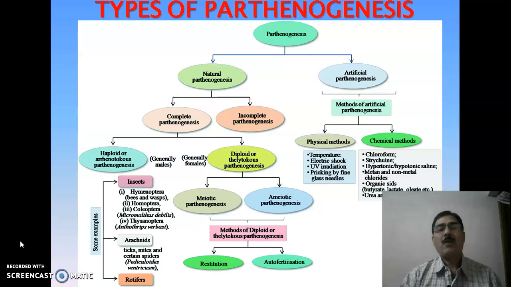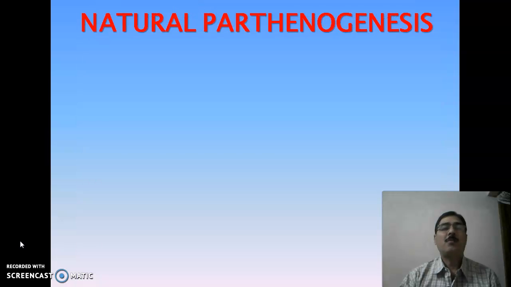In the case of haploid or Arrhenotokous parthenogenesis, there are certain examples which belong to insect orders Hymenoptera, bees, wasps and ants, the Homoptera, scale insects, Coleoptera, a common example being Micromalthus debilis, then certain Thysanoptera, which includes the thrips, the arachnids, which basically include the Acarina, the ticks and mites, and certain spiders, and the rotifers. So these are the common examples of different types of parthenogenesis.